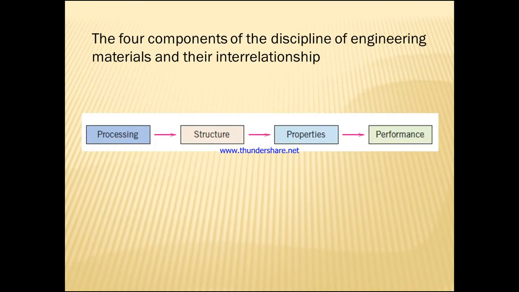The four components of the discipline of engineering material and their interrelationship. So what does this figure indicate? Here we have the processing, structure, properties, and performance.